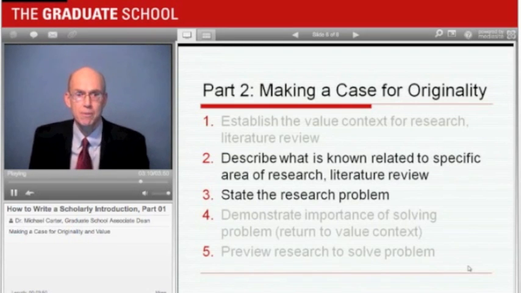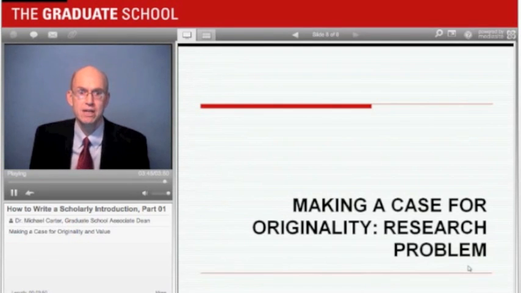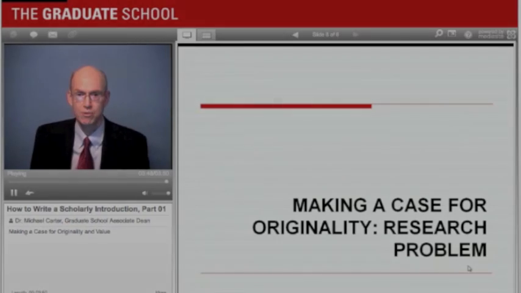Now, in part 2 of the workshop, we'll focus on making a case for originality. And in that part of the workshop, we'll focus on the middle sections of the introduction that you see here, focusing on the specific, making a case for the specific research area and also the research problem. And then in part 3 of the workshop, we'll focus on making a case for value of research. And that is, there we will focus on the first and fourth and fifth parts of the introduction. So in the next part of the workshop, we'll focus on making a case for the research problem.